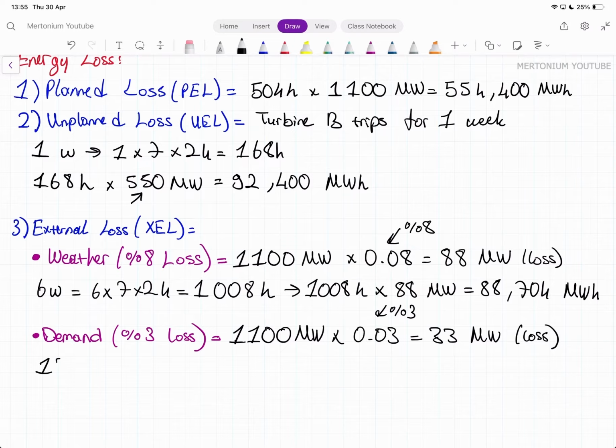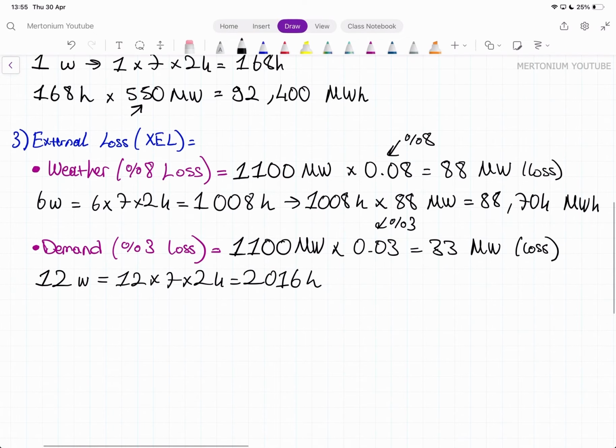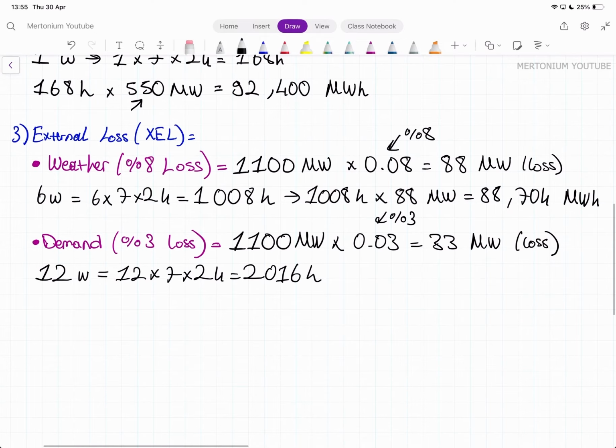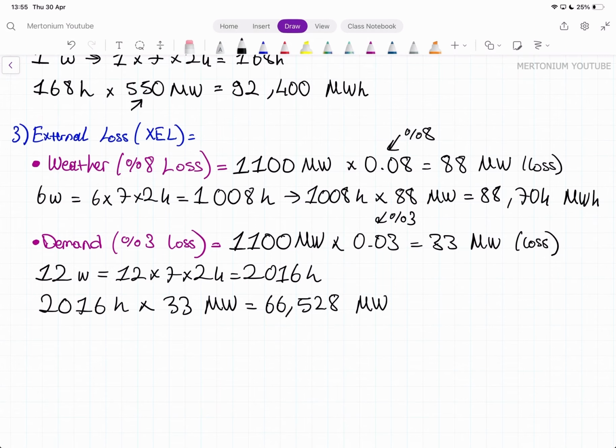And it happened for 12 weeks. And let's convert this to hours. 12 times 7 times 24. We get 2016 hours. So from this, if I can fit it, let's write it in the bottom. 2016 hours times 33 megawatts, we get 66,528 megawatt hour, to be precise.